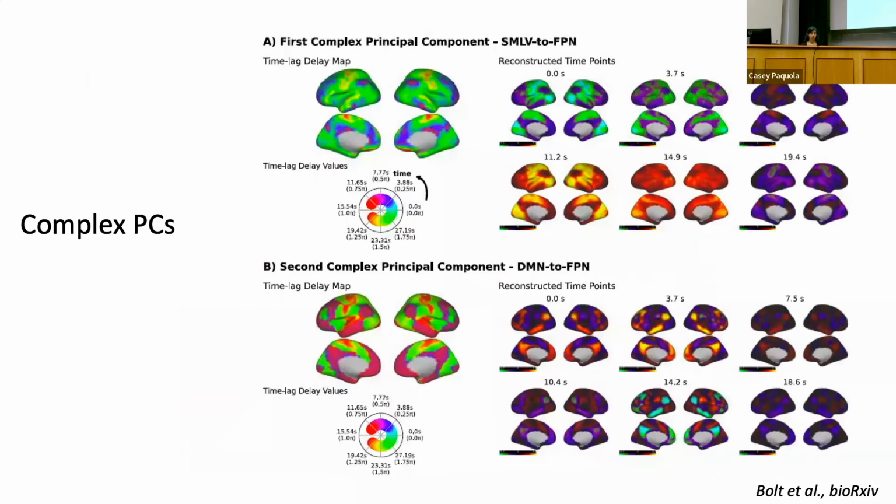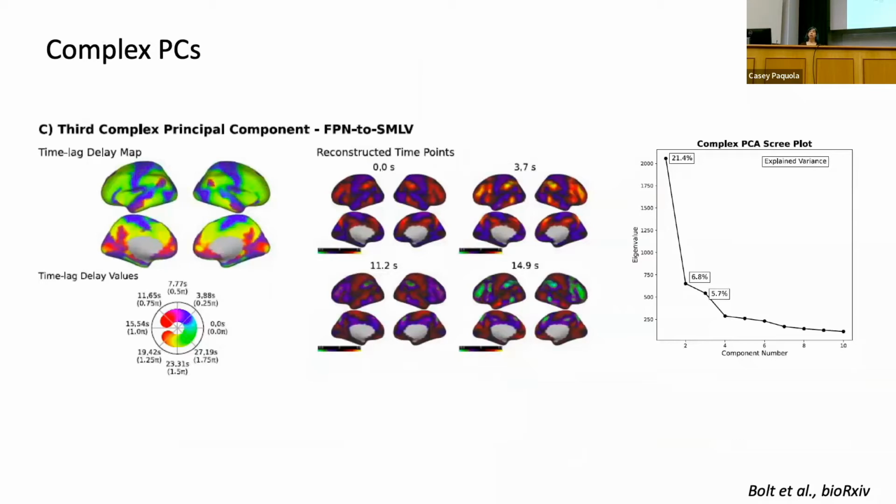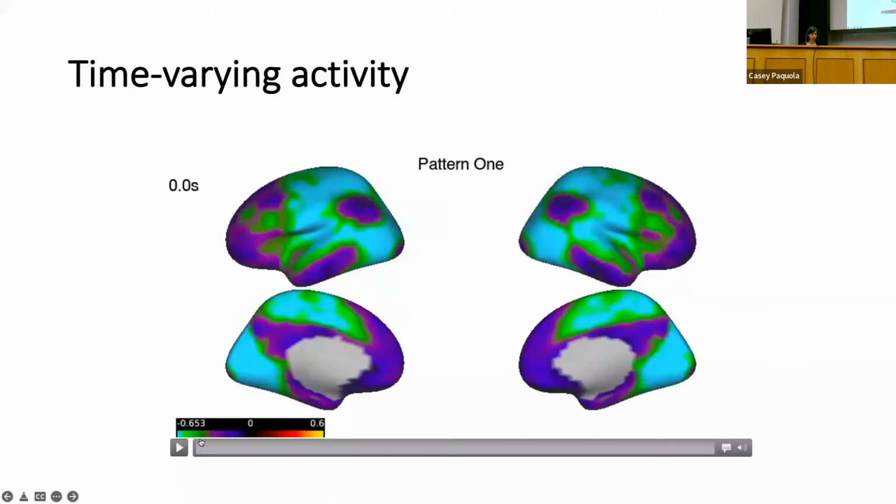I'm actually just going to skip through these because I have movies that I think will be better. These are the phase maps. We ended up taking three components because there's an elbow in the amount of variance explained there, so we use that as a criterion for where to stop. So we've got three of these complex patterns, and here is what they look like.